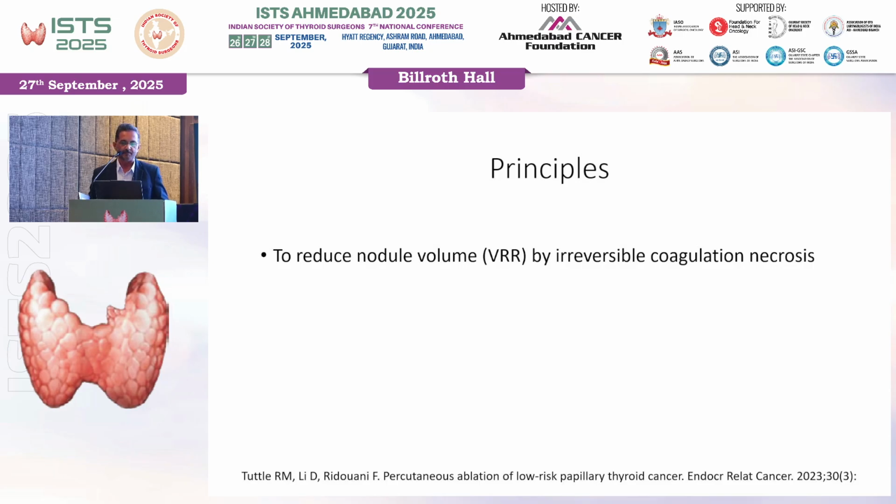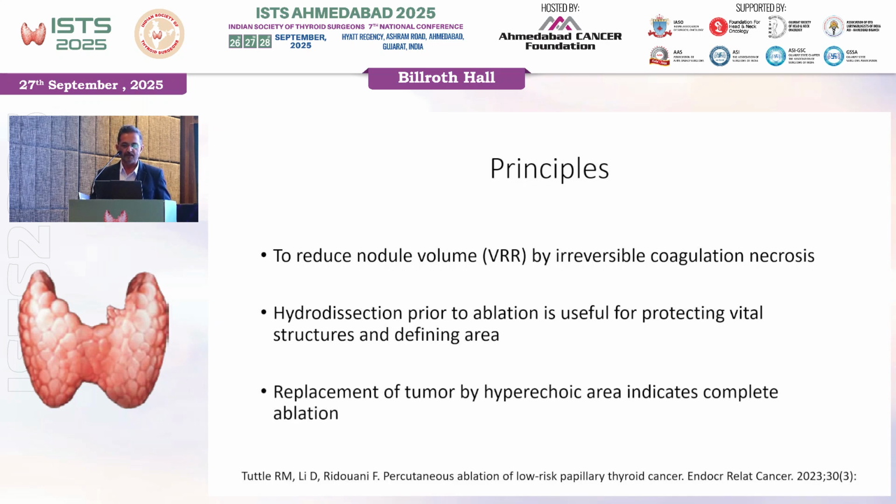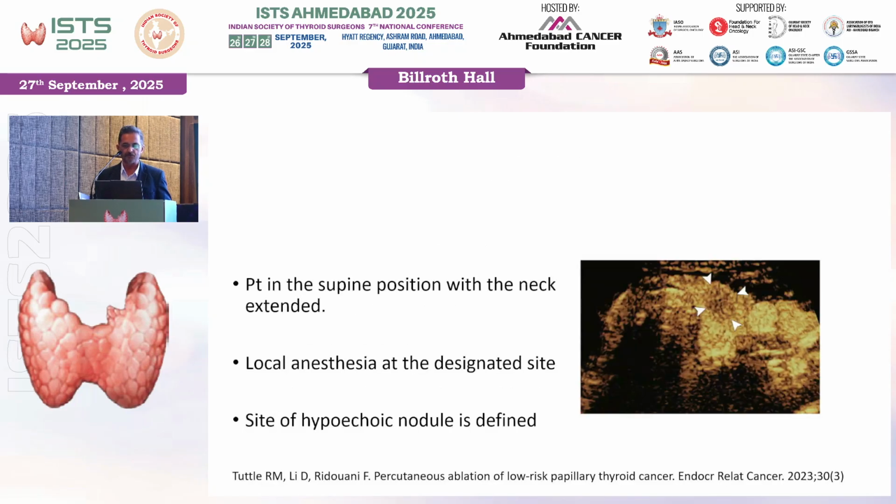So what is the principle? First is to reduce the nodule volume. Here we are not going by the size of the tumor; we are going by the volume of the tumor, by irreversible coagulation necrosis. Hydrodissection prior to ablation is useful for protecting vital structures and defining areas. Replacement of the tumor by a hypoechoic area indicates complete ablation.